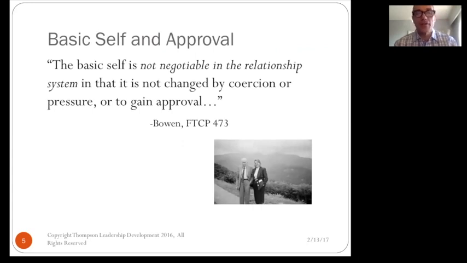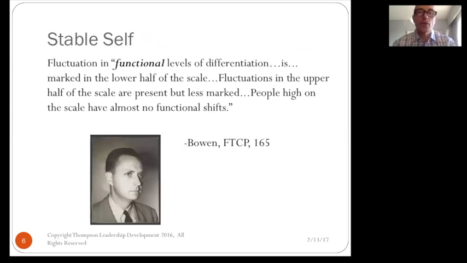And how about basic self? It's very different. It's not negotiable in the relationship system, in that it is not changed by coercion or pressure or to gain approval. It's something very solid, very stable within us. Everyone has some basic self. Here's another quote from Bowen. And this just tracks to my diagram that I showed you.